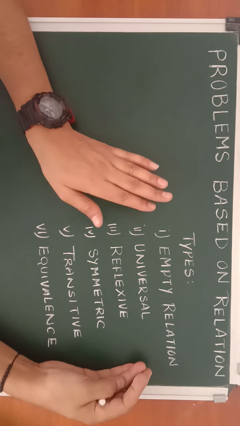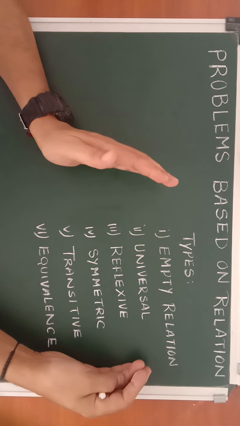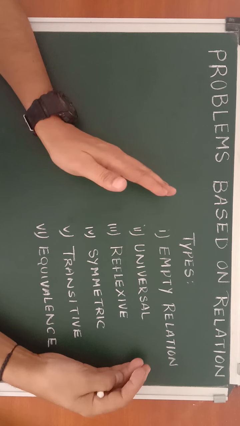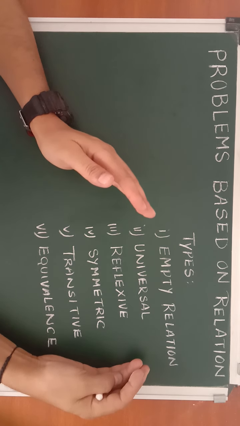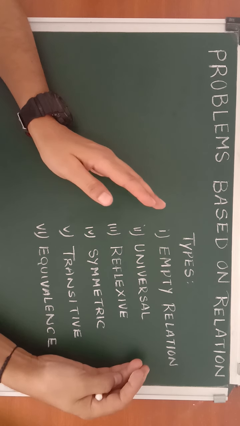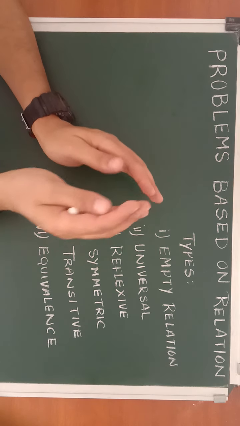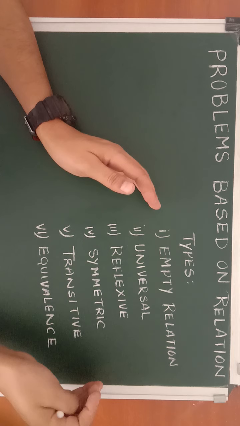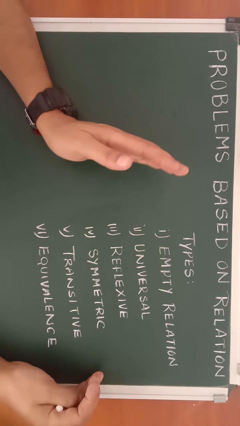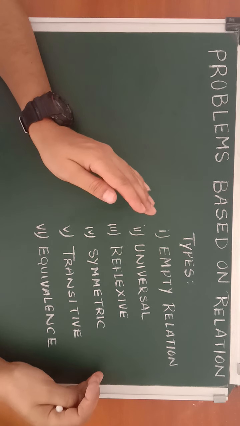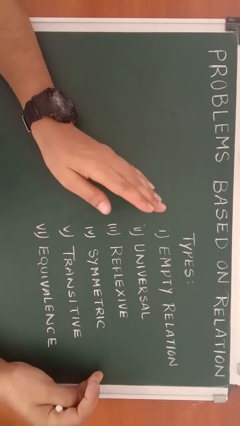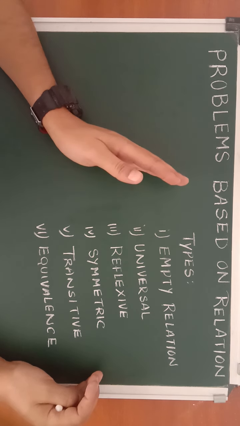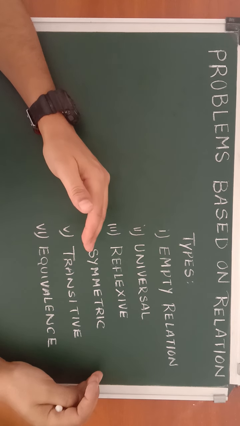The second is universal relation, in which all the elements of a set can be associated with each other. Third is reflexive. When with respect to a certain relation an element is connected to itself, it is called reflexive. In symmetric, when I take elements A and B and we say A is related to B, and in the same manner B is also related to A, then the relation is called symmetric.